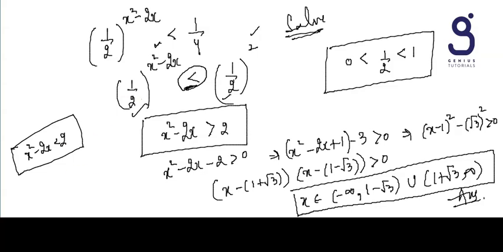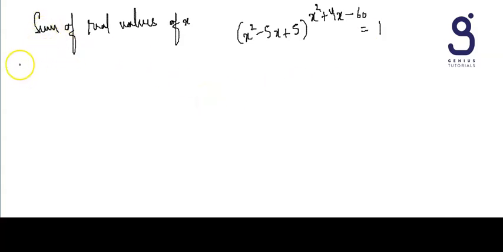Let's move on to the next question, which is again an important type. The question is, we need to find the sum of all real values of x that satisfy the relation (x² − 5x + 5)^(x² + 4x − 60) = 1. Now we need to find the sum of all those values of x which satisfy this condition. So how can we approach these types of questions? We have to make cases.